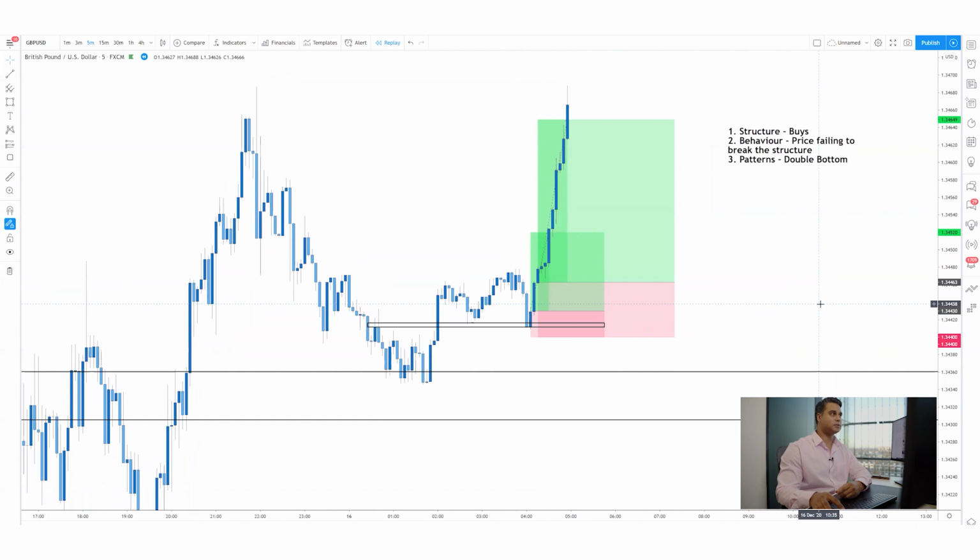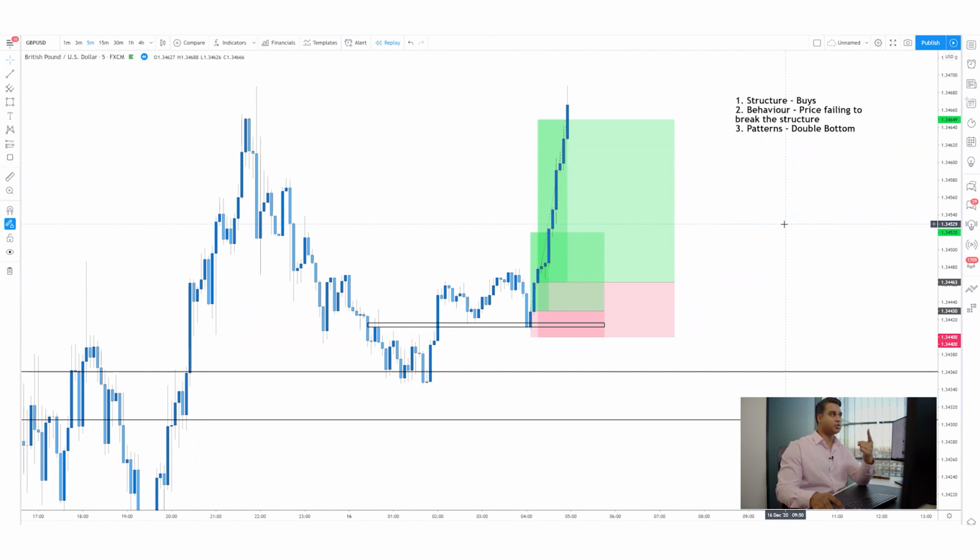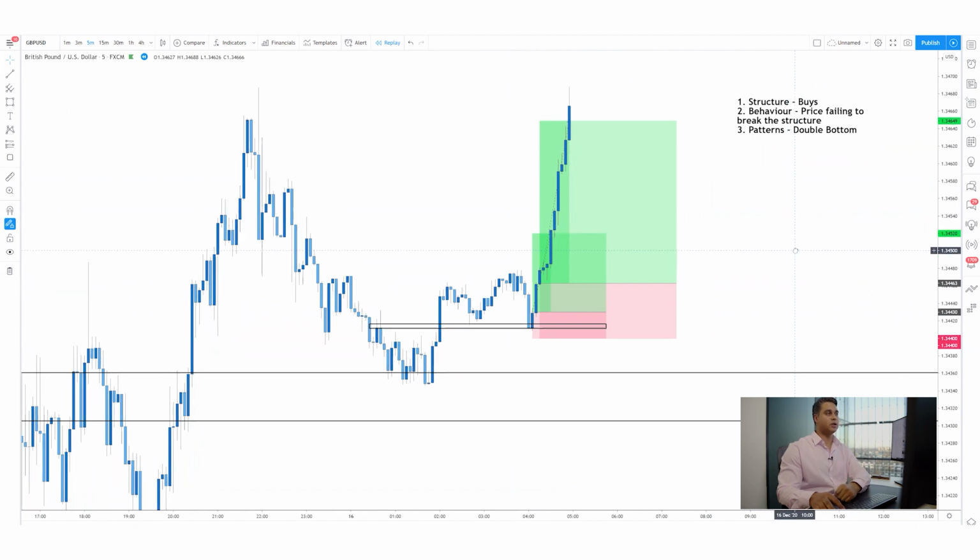And that, my friends, is how you trade using 3 time frames: your structural time frame, your behavioral time frame, and your pattern time frames. In terms of the last question, what time frame should I trade? Well, I've given you the formula. It's now down to you to figure the rest out.